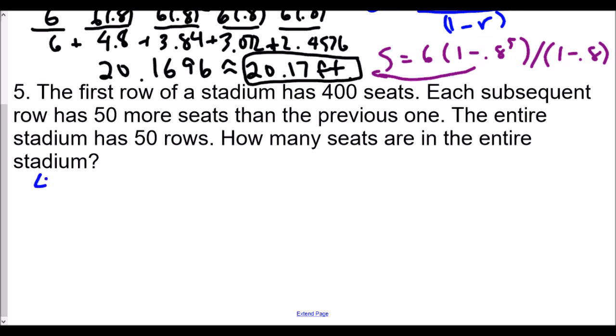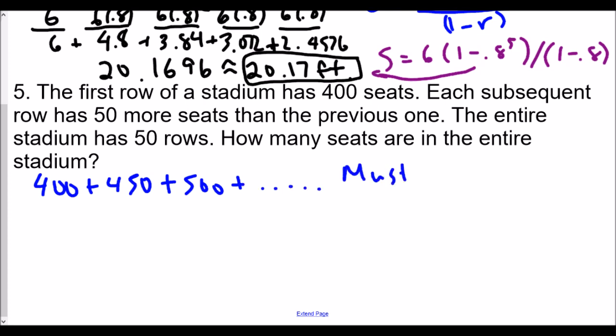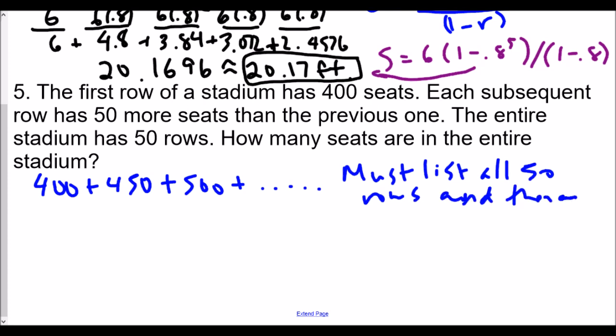So the first row is 400, plus the second row is 450, plus the third row is 500, because it's 50 more than the previous one. And so if you want full credit, you're going to have to list all of them. All right? You must list all 50 rows and then add. Okay? And that'll work out.